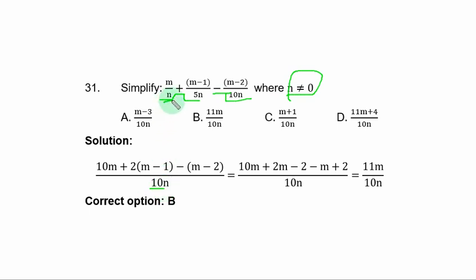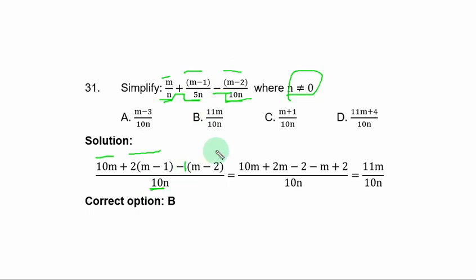If you divide 10n by n, you have 10. 10 times m, you have 10m plus. You divide 10n by the next denominator, 5n, you have 2 times this numerator, you have this result, minus. You divide 10n by 10n, you have 1 times this numerator, you have it in this form.